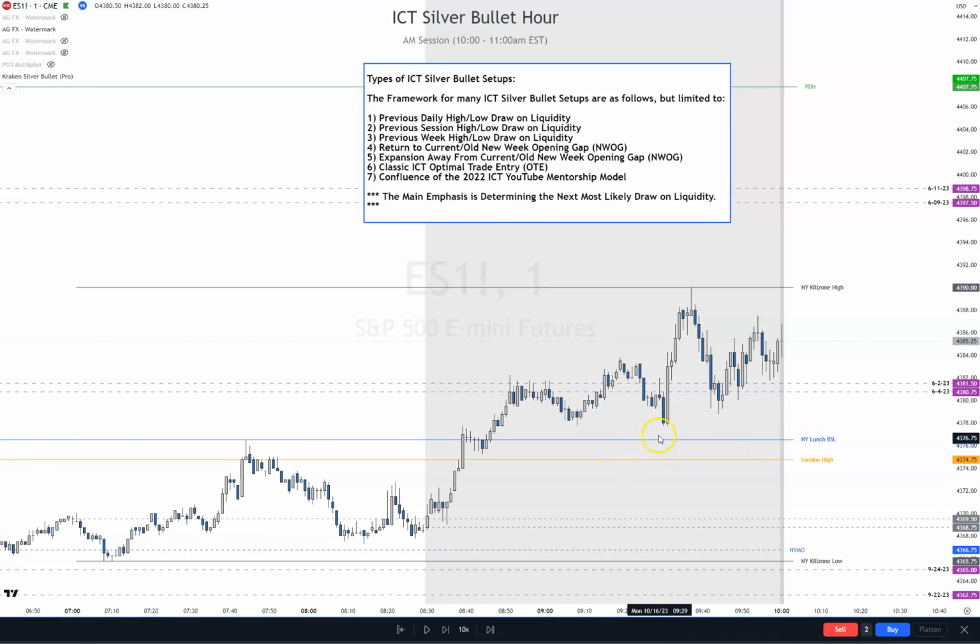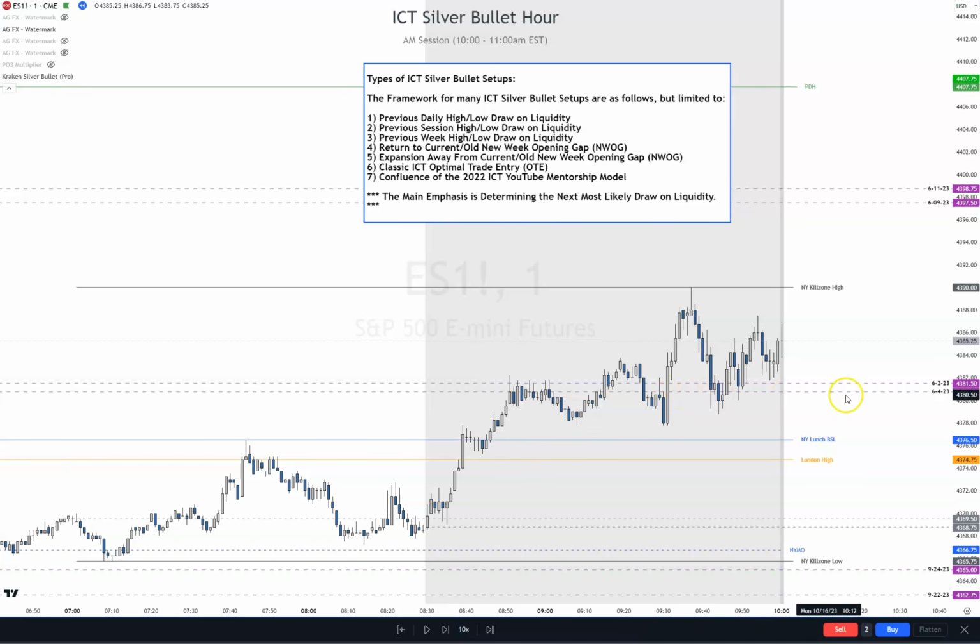So just because we've taken liquidity doesn't mean we're automatically aiming for the opposite side. We still need market structure to shift. We need to see displacement. We want to see a fair value gap, and we want to see a reversal pattern. We're not taking it for pattern's sake.